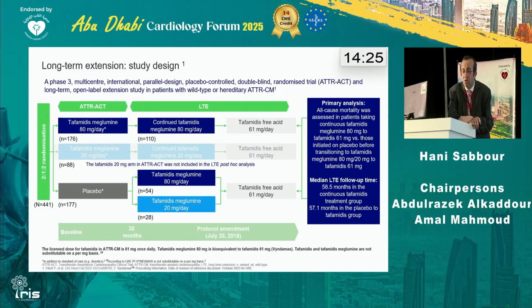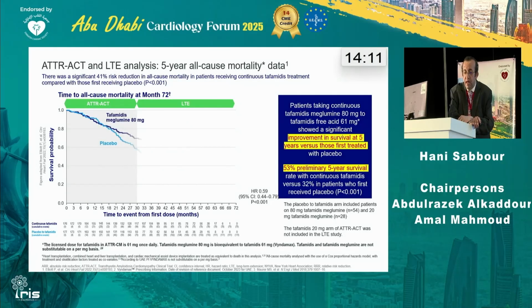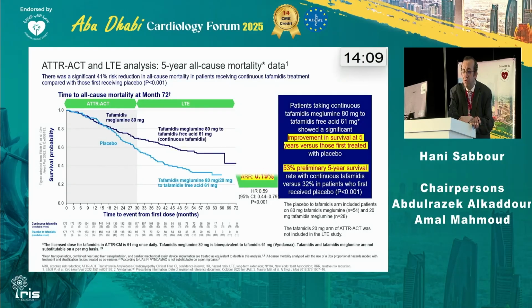What about long-term data? So now the data has been opened to an open label study that continues for a long period of time. And you see the difference in the placebo arm. 4,500 is the NT-proBNP, significantly different. And what happens at month 72? They continue to have lesser mortality and 5-year all-cause mortality, 41%, much better survival with the medication compared to placebo.